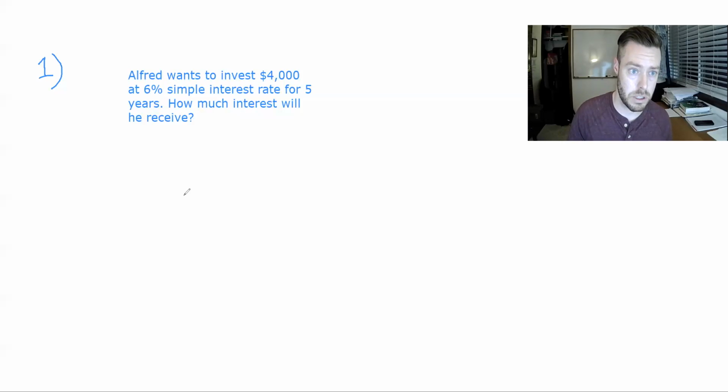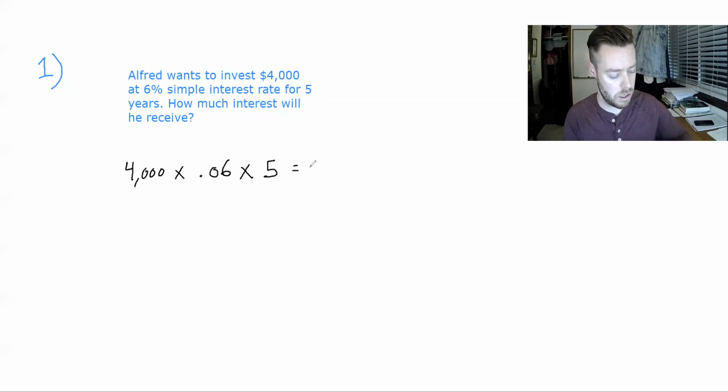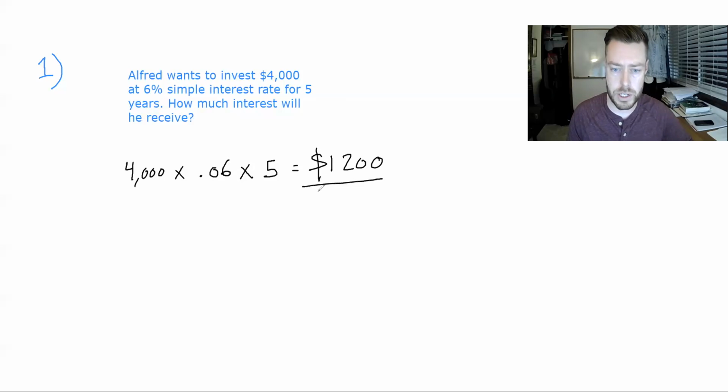All right. So in this case, our solution is you're going to have 4,000 multiplied by, we're going to change our percentage to a decimal, in this case 0.06, and we're going to multiply that by 5, how many years we're doing this. If we do the calculation on this, we end up getting 1,200. So this is how much interest he will receive after 5 years, right? So not too bad. That's how I do that one.